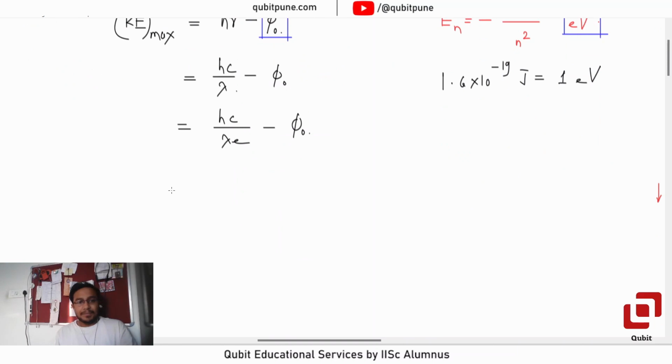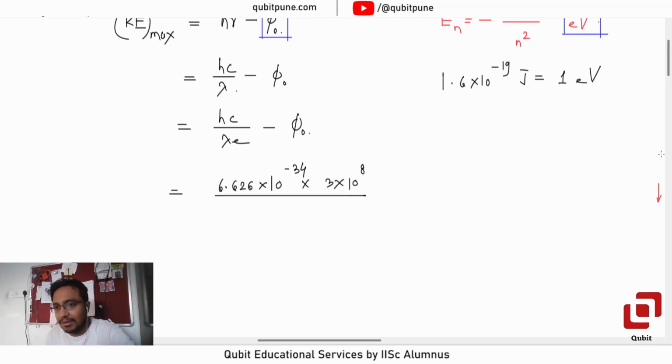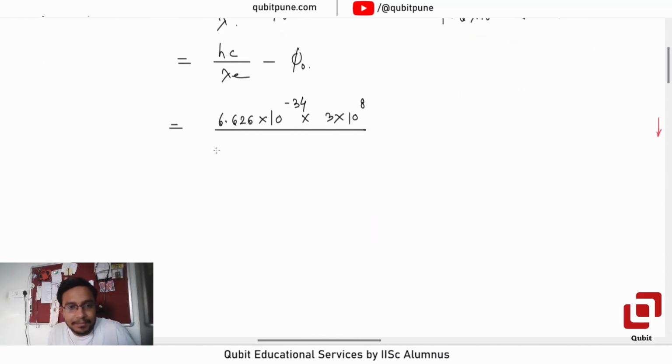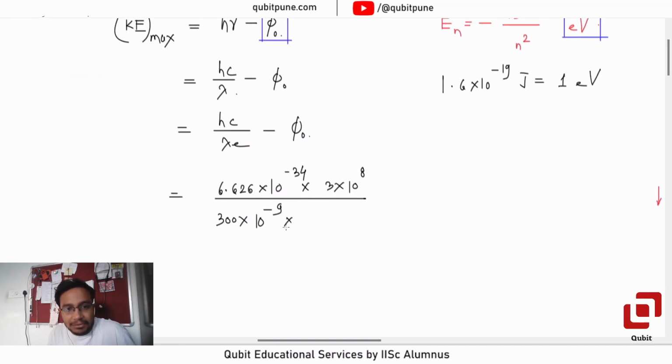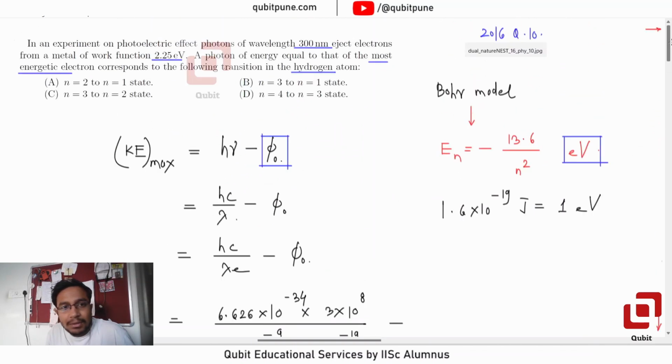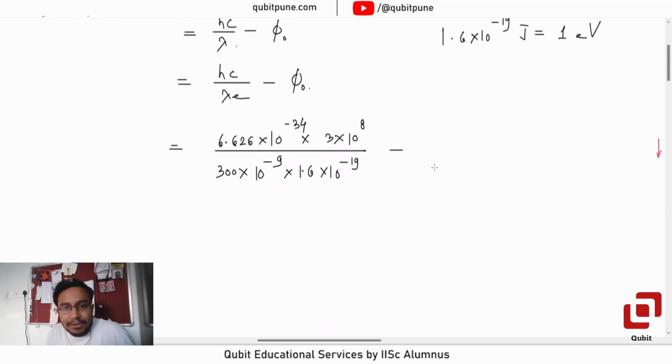What is it? 6.626 into 10 raised to negative 34 into 3 into 10 raised to 8 upon wavelength 300, which is in nanometers. Yes, so 300 into 10 raised to negative 9 into charge of electron, 1.6 into 10 raised to negative 19, minus phi naught, 2.25 electron volts.